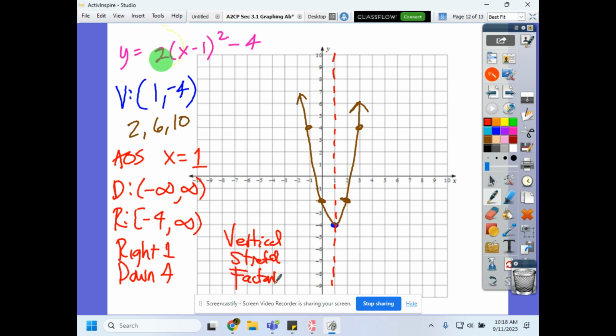Vertical stretch by a factor of 2. And that's how you graph a quadratic function and transformation.